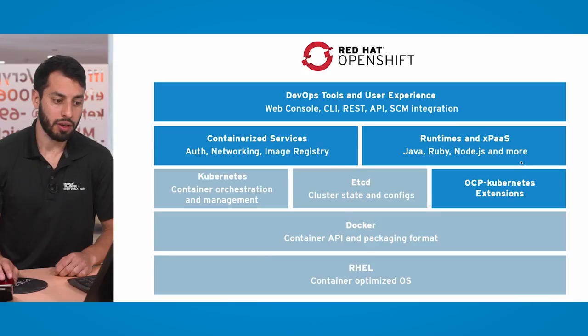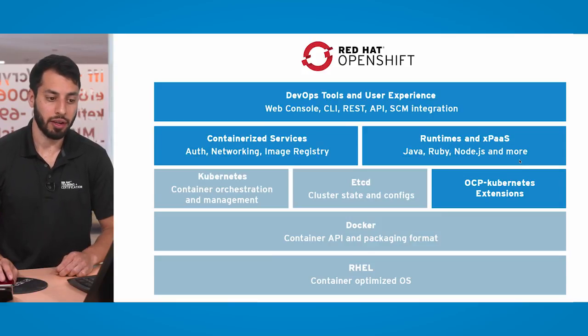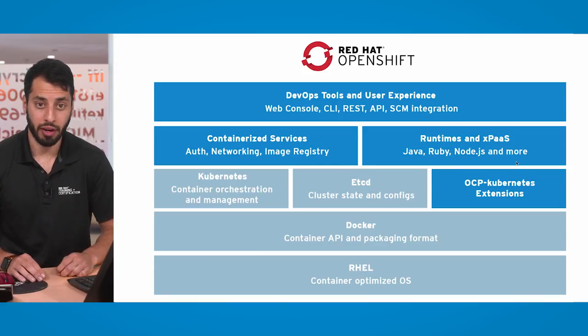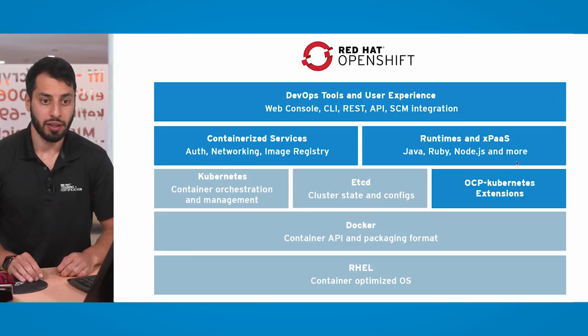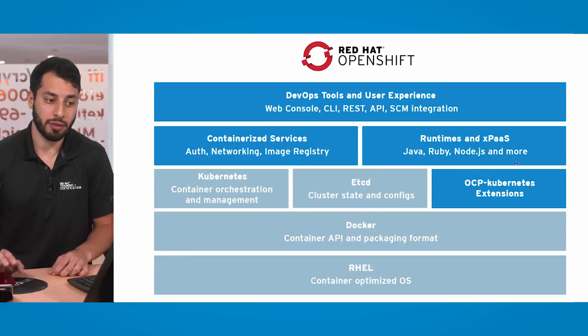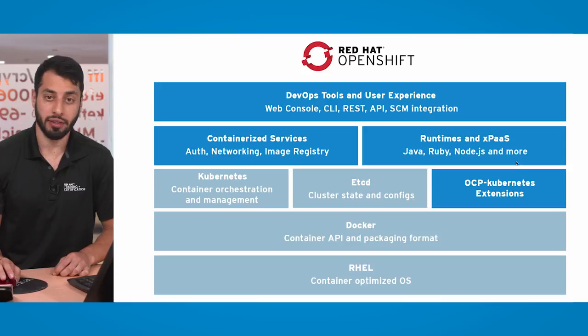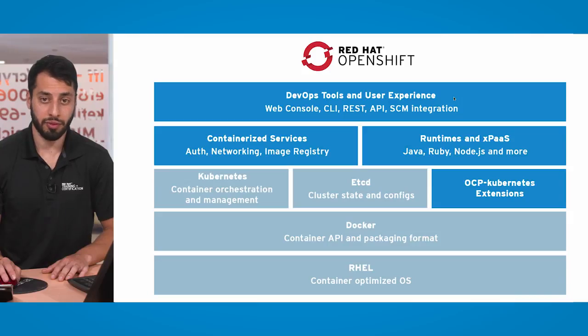OpenShift comes already with all of these images and these runtimes attached. So you don't need to go hunting around Docker Hub in order to find your Java image or your Ruby image. These are already baked in, and they're well maintained by Red Hat. And finally, on top of that, we have our web console and our CLI, which we've talked a bit about, and I'll get a little more into some of the CLI commands. It's also built on a REST API, so you can feel free to make your own integrations. You can use IDEs to integrate more easily with Red Hat OpenShift.